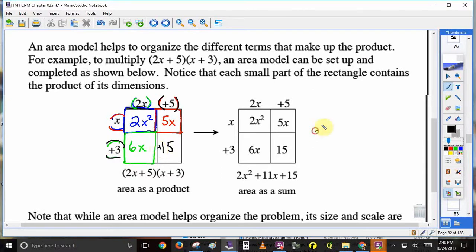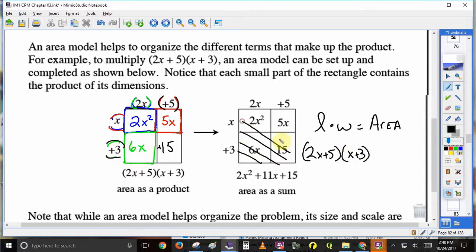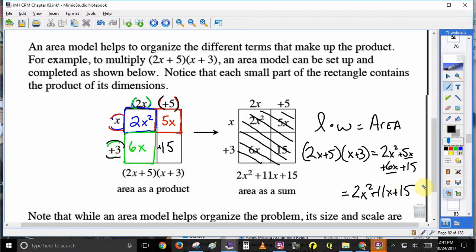And again, if we think of it as length times width equals area, then our length here is 2x plus 5, our width is x plus 3, and our area, the inside, is all of that added up, which is 2x squared plus 5x plus 6x plus 15, and we can combine the 5x and 6x into 11x to get us 2x squared plus 11x plus 15.